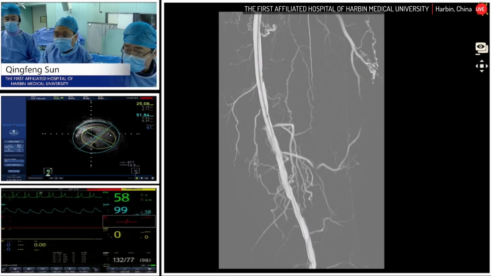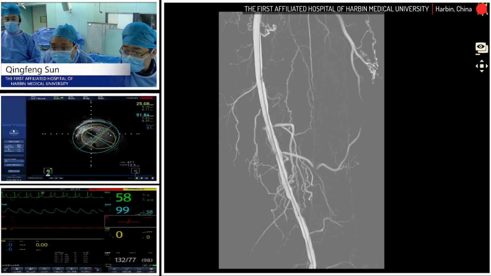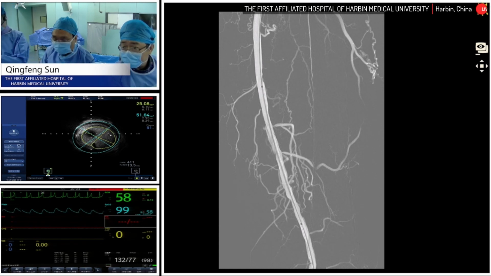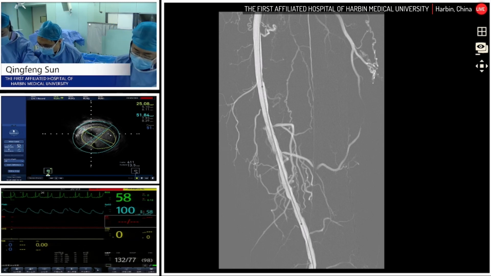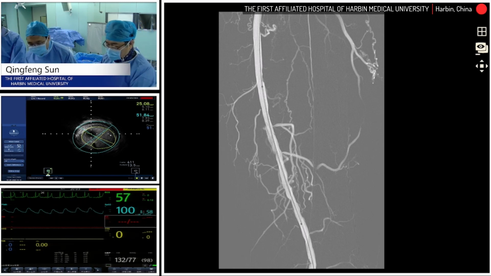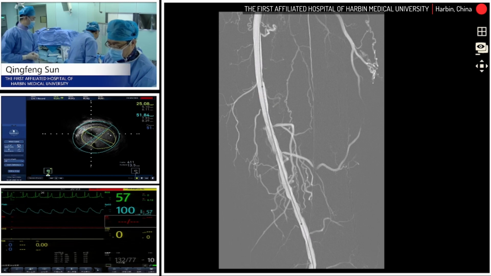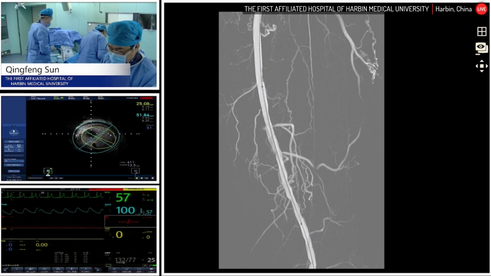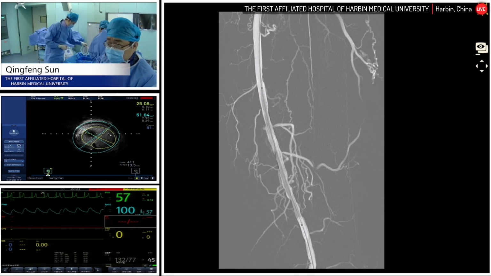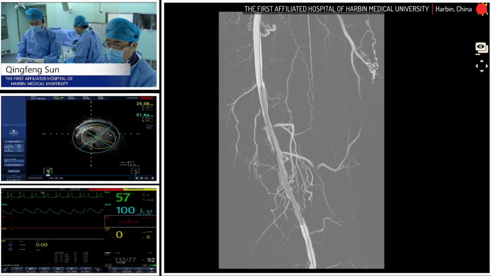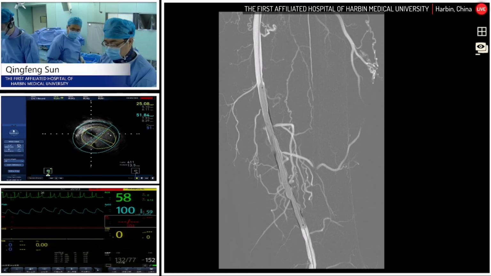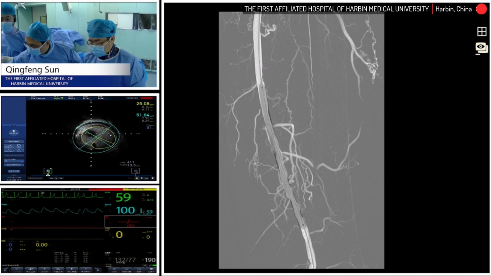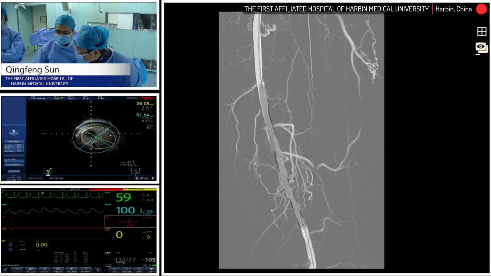There we go, the DCB for the lesion. We have the pump here. The pressure is 8. What's the nominal of this one? So nominal is 6. That's going to 6 for 3 minutes.